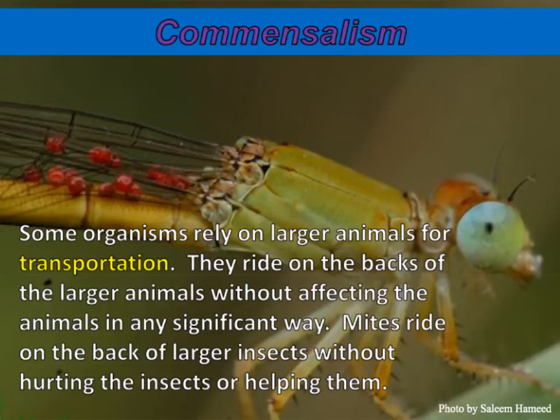Alright, so another example. We're going to talk about the relationship between this dragonfly here and these little red mites that are on the back of the dragonfly. Some organisms rely on larger animals for transportation. They ride on the backs of the larger animals without, keyword, without affecting the animals in any significant way. Mites ride on the back of larger insects without hurting the insects or helping them. On number 11, how do mites rely on larger insects? They rely on them for transportation. That is number 11. Transportation.